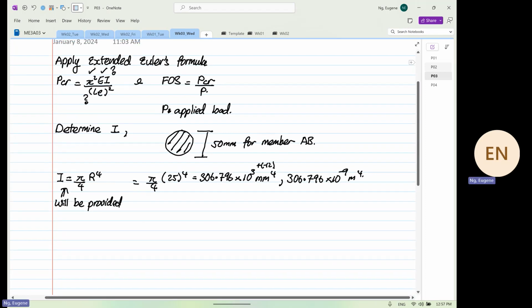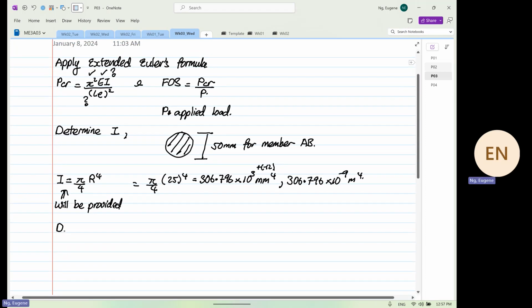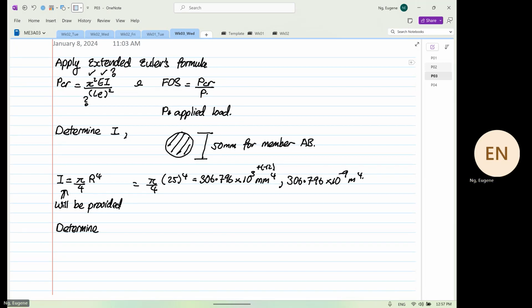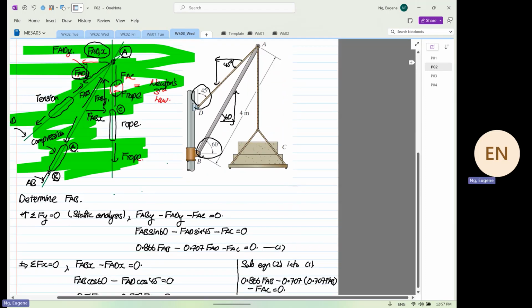So the next thing we have to do is determine the LE. For this case, if we look at this structure, right?